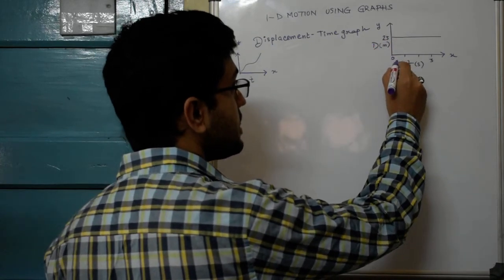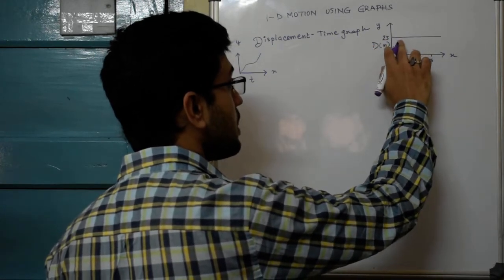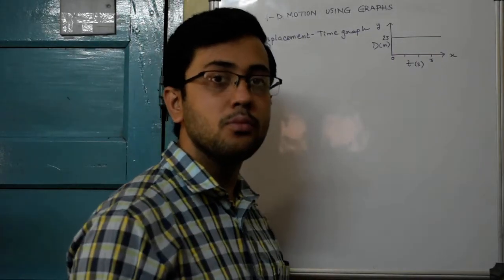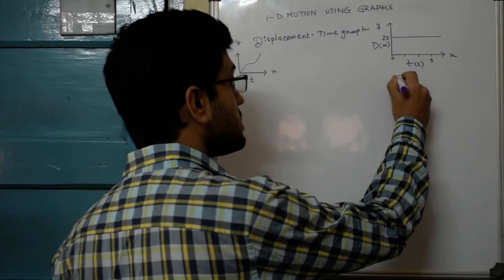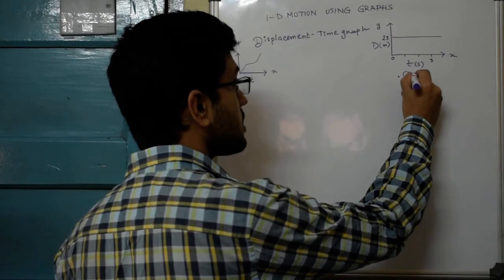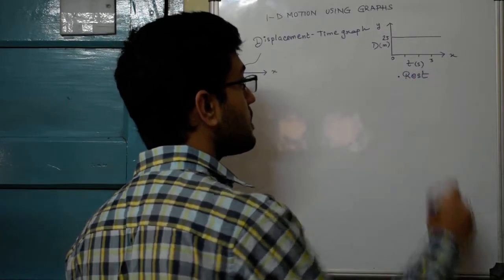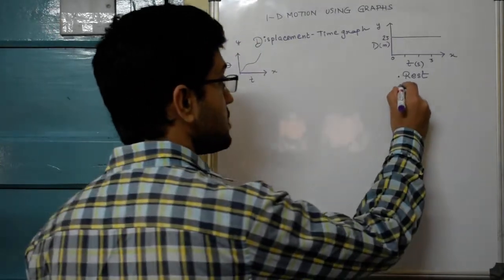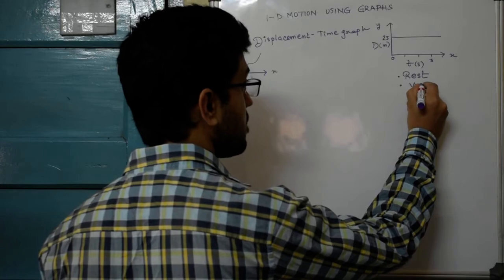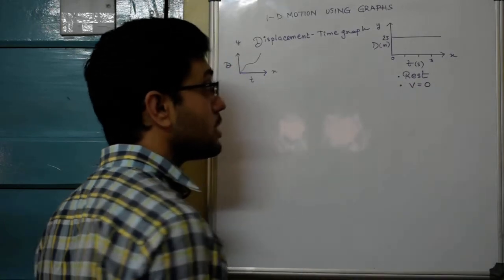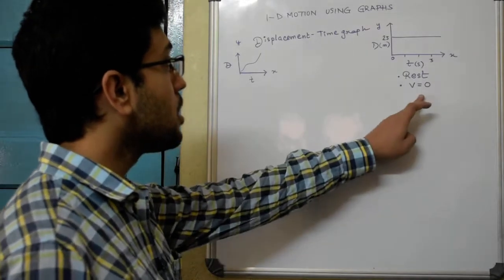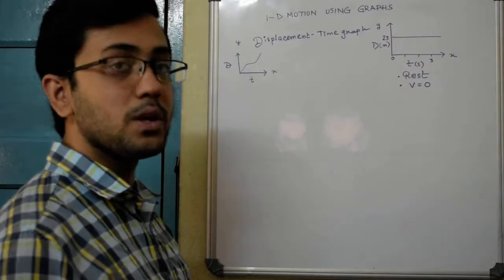And as the time increased, the displacement remained constant at 25 meters, which means that the body is not moving any longer. So the first inference we can draw from this graph is that the body is at rest. Secondly, since the body is at rest, we can write down that the velocity of the body is 0. The body is not moving. So these are two conclusions we can draw from this special graph.